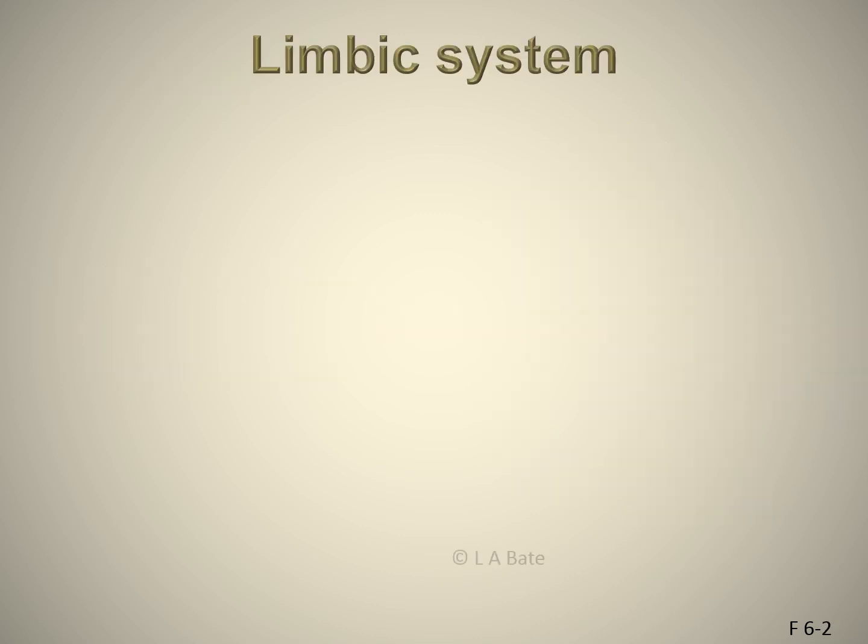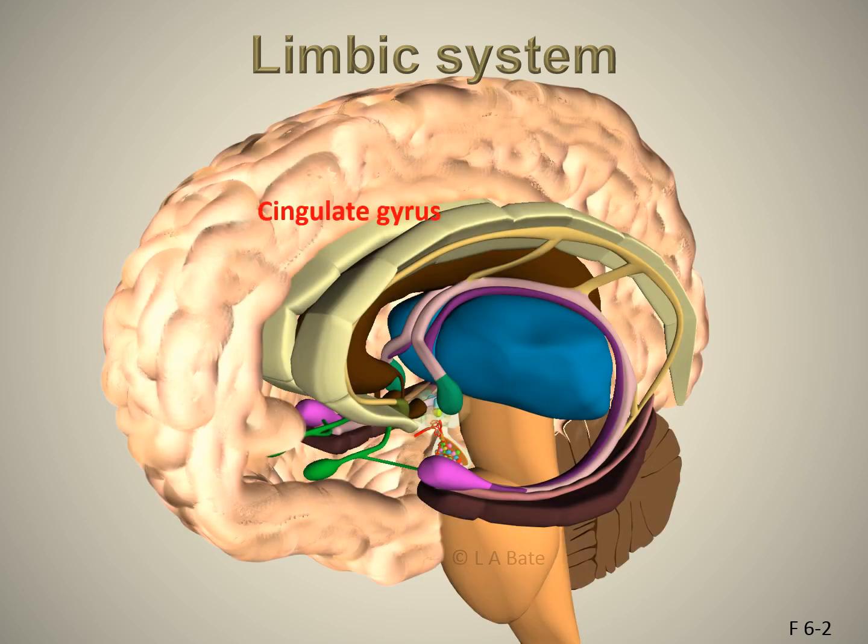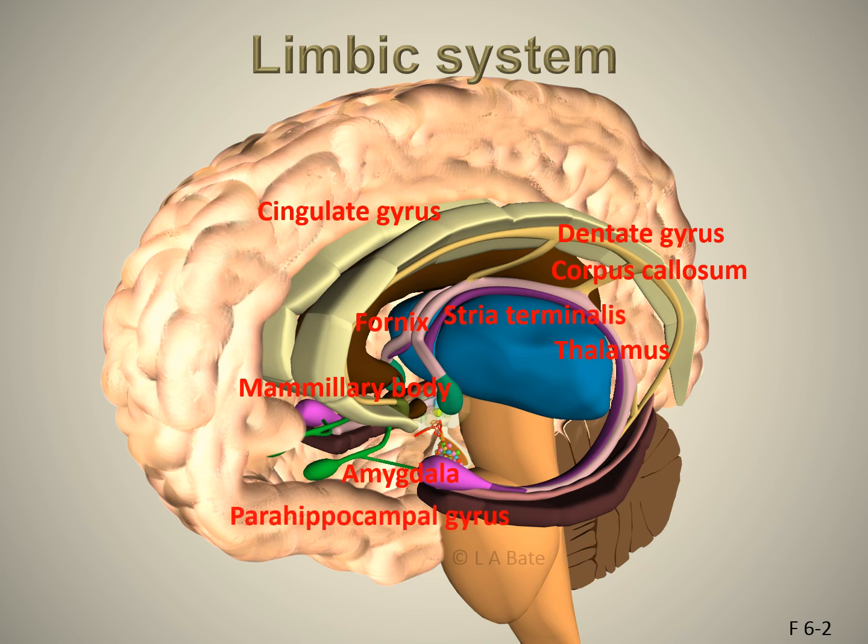Let's review all the parts together, as we did last time. We have the cingulate gyrus. Immediately underneath is the dentate gyrus, with the corpus callosum in the middle, joining and communicating both hemispheres of the cerebrum, followed by the fornix, the thalamus, the mammillary bodies, the amygdala, the stria terminalis, the parahippocampal gyrus, and the hippocampus, the olfactory bulb, and finally the hypothalamus.